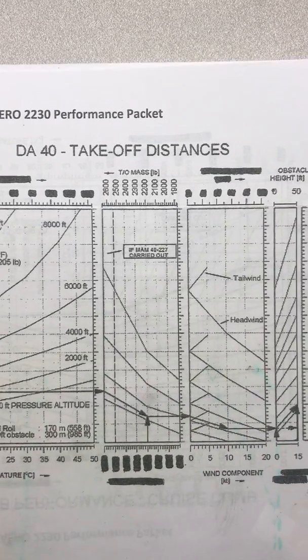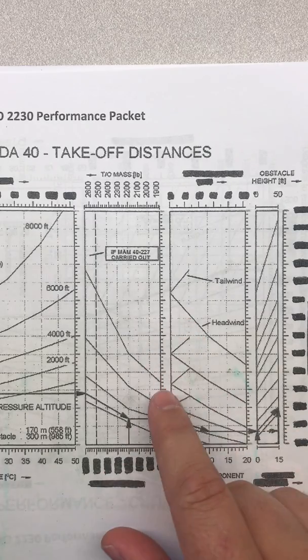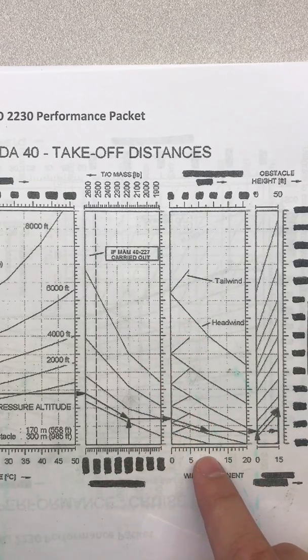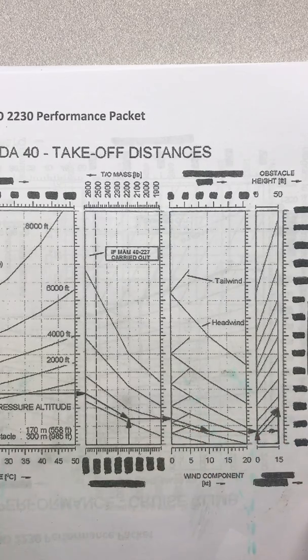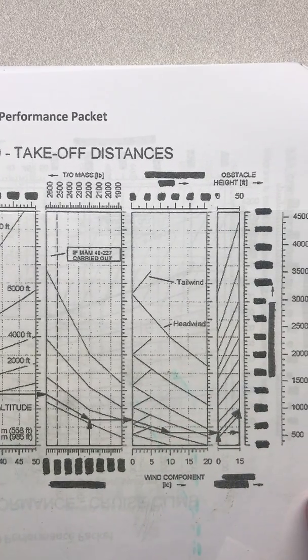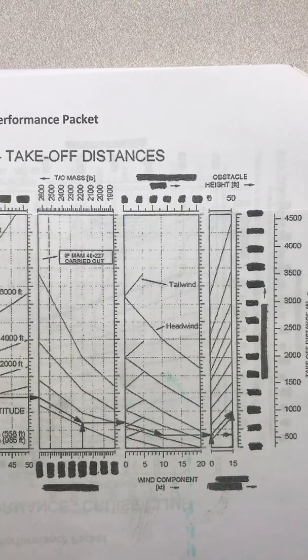And then lastly, we come over to our headwind and tailwind components. We're going to parallel those lines as necessary to the wind factor at how many knots. And once we're there, we're just going to go straight across to see our actual takeoff distances. Now, it's important to note there are two takeoff distances. One is the distance for the ground roll, and one is the distance over a 50-foot obstacle. The distance over the 50-foot obstacle is always going to be a little bit longer than the ground roll.